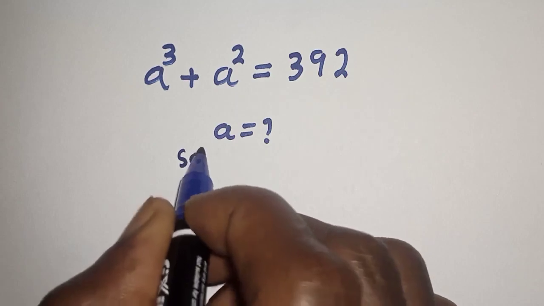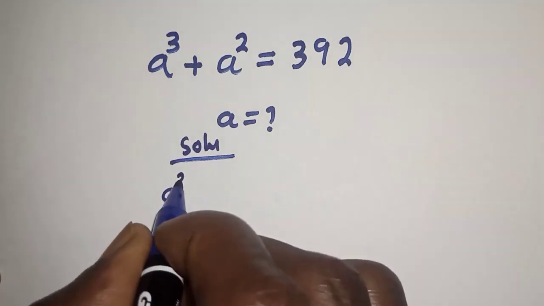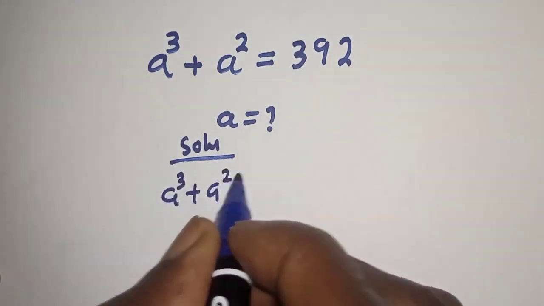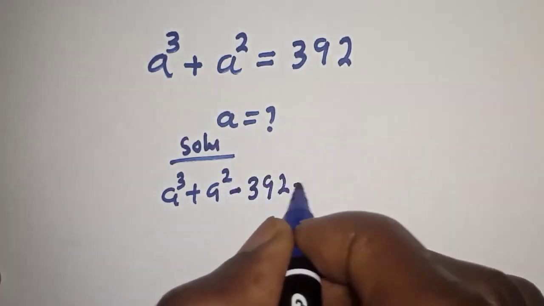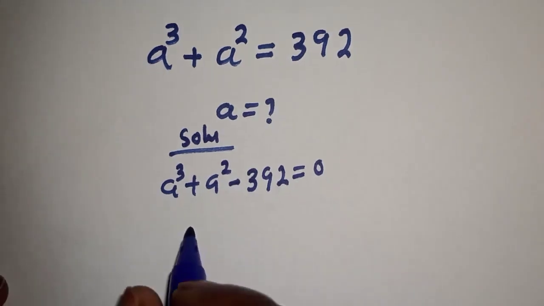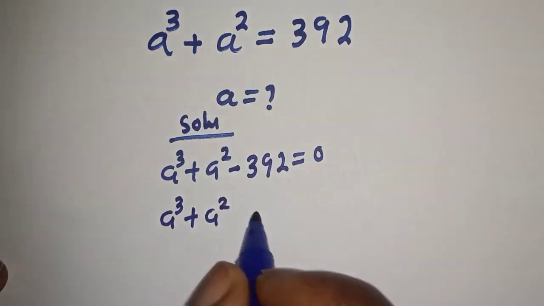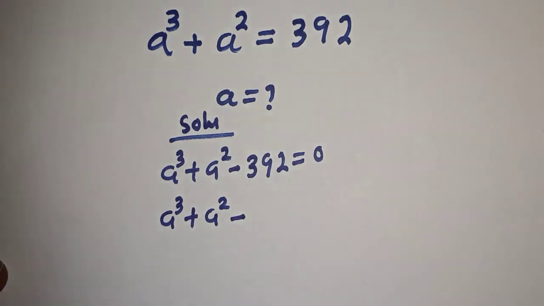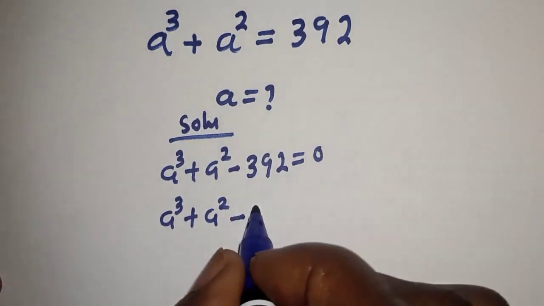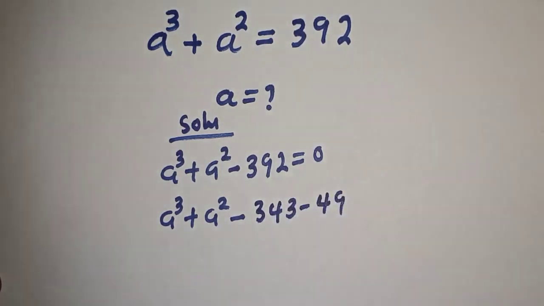Solution. We have a raised to power 3 plus a square. Let's bring this to this side, minus 392 is equal to 0. Now, a raised to power 3 plus a square minus 392 can be written as minus 343 minus 49 is equal to 0.